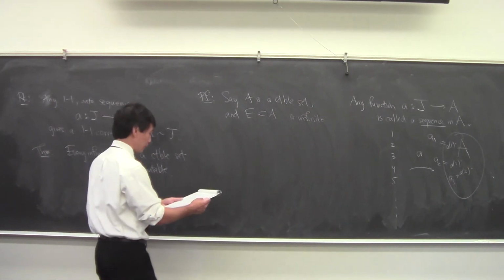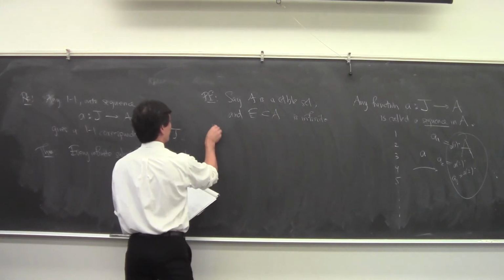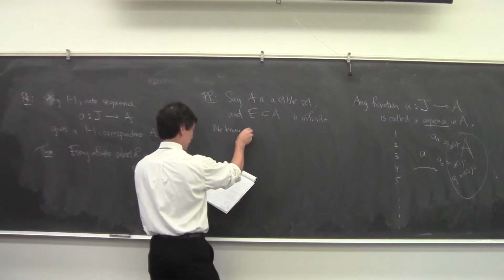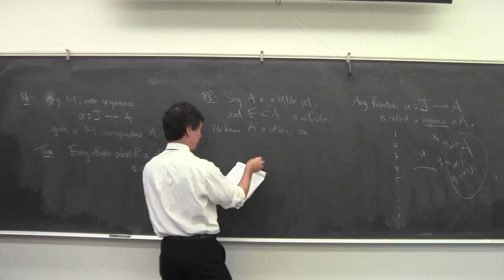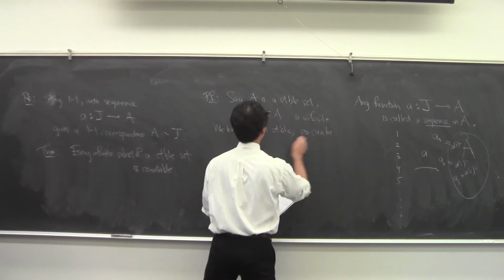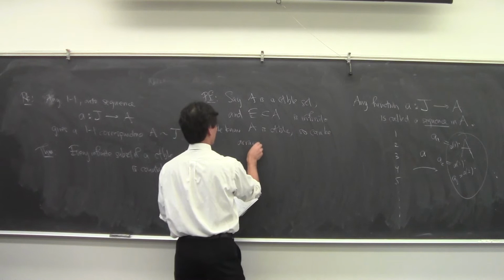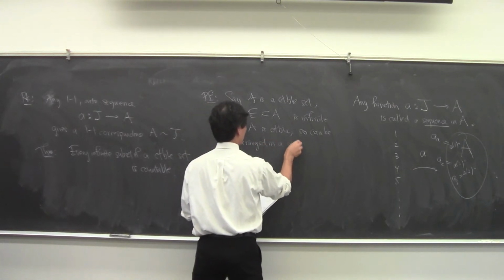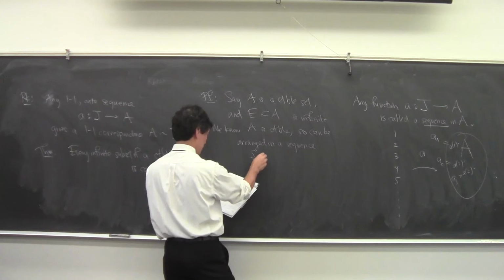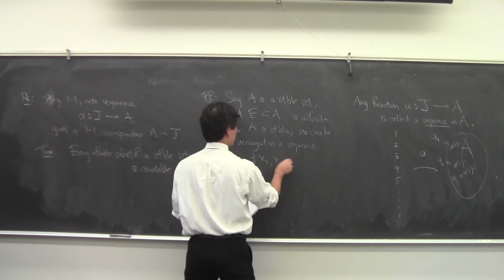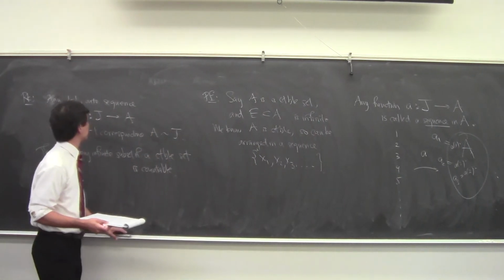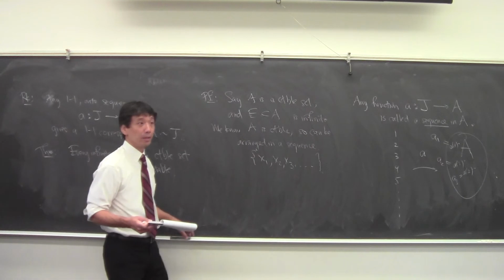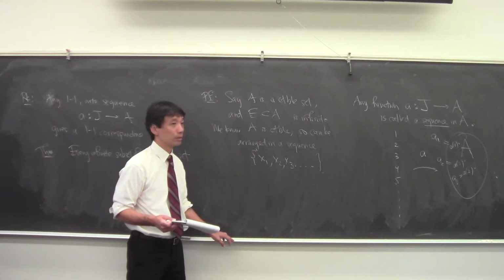Okay, so you say, well, we know that A is countable, so it can be arranged in a sequence, x1, x2, x3, and so on, right? Why can you make that conclusion? Like because A is countable, you can arrange it into a sequence?